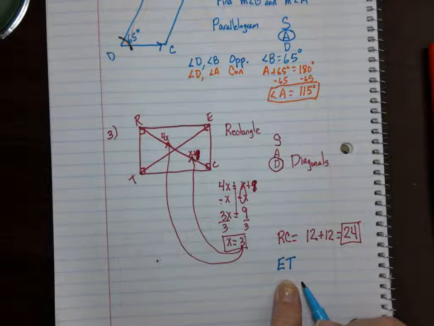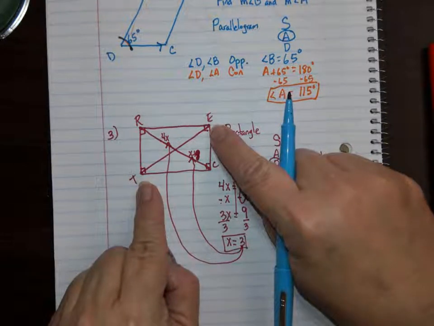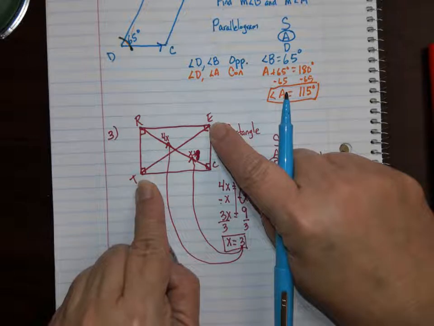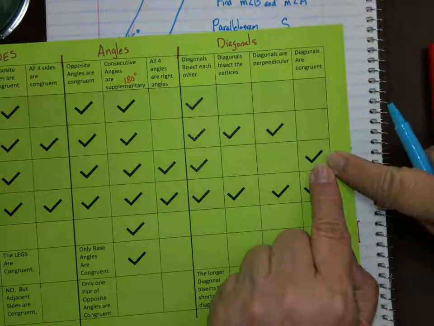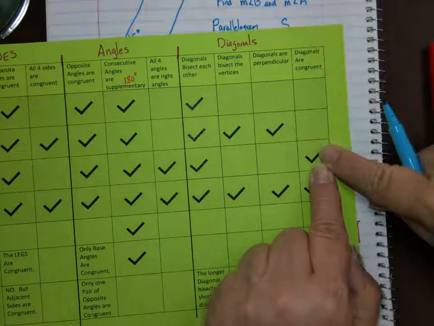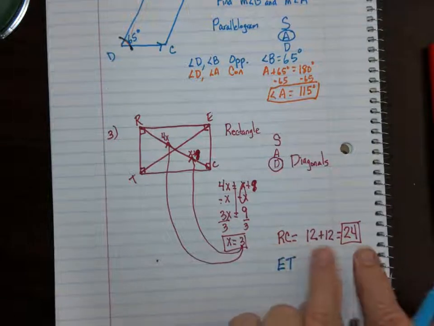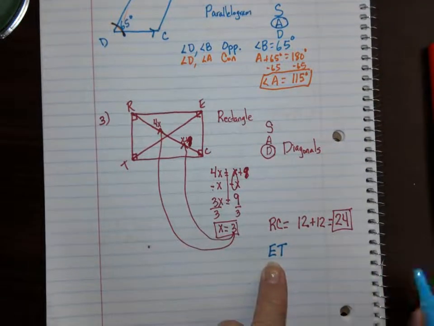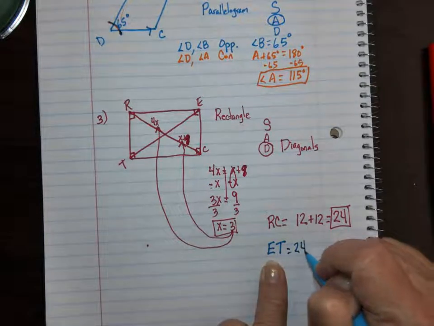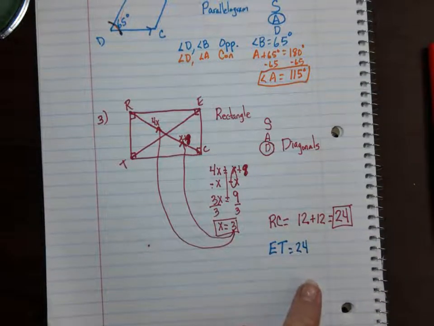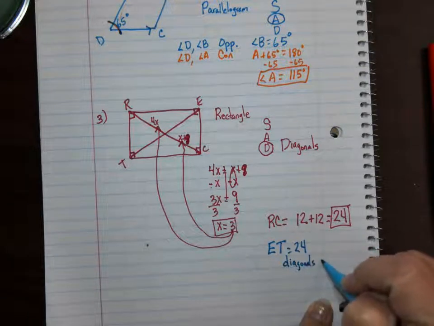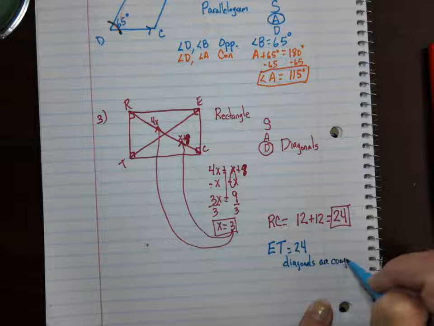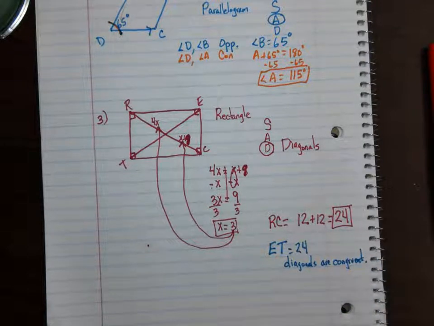Alright. So E.T., not the extraterrestrial, but E.T., the diagonal, is right here. So again, we go to our chart. Diagonals are congruent. So that means if RC is 24, ET has to be 24. And if somebody said, I don't believe you, how do you know it's 24? What's your reason? Explain it. You would say, diagonals are congruent. So that's why I know. So there.